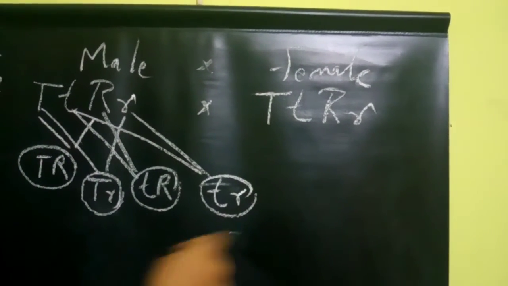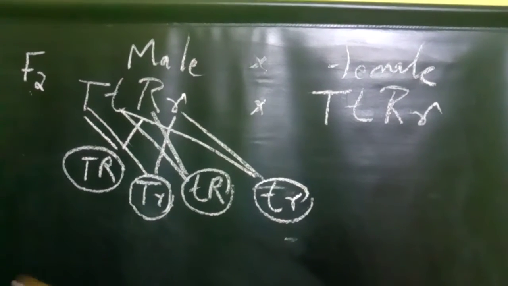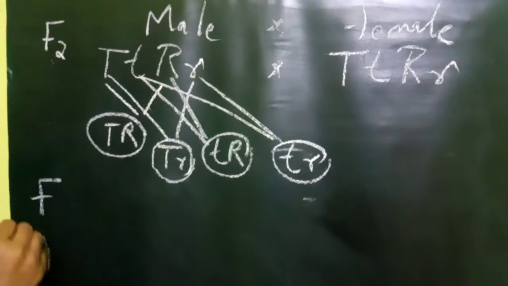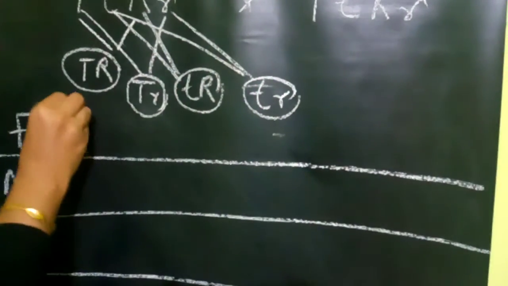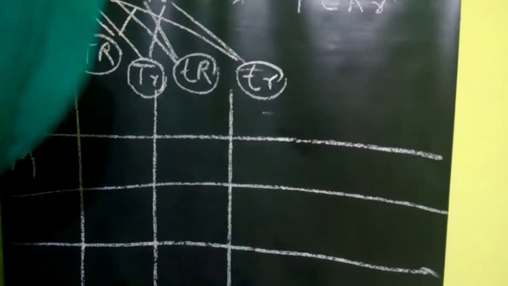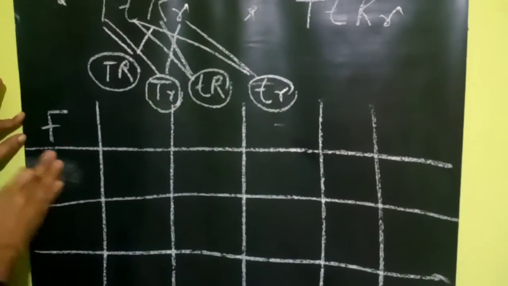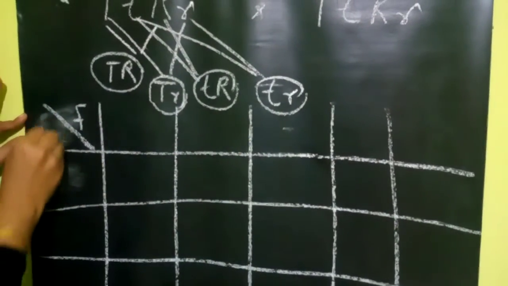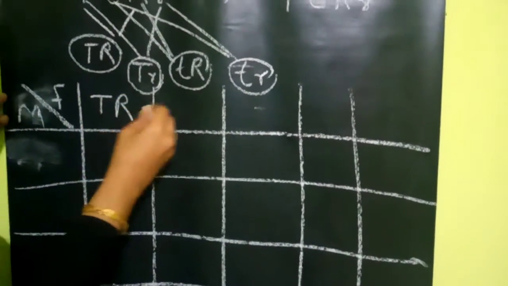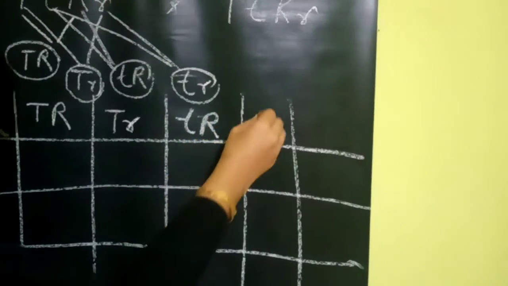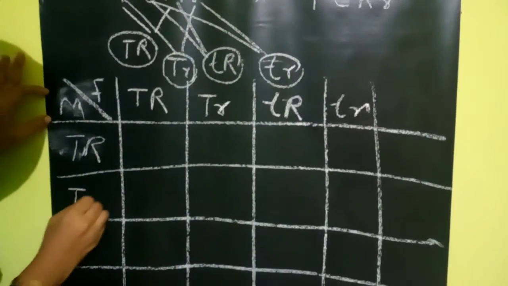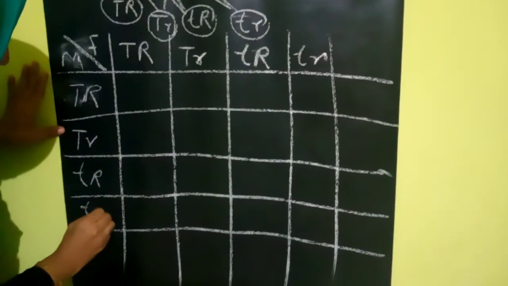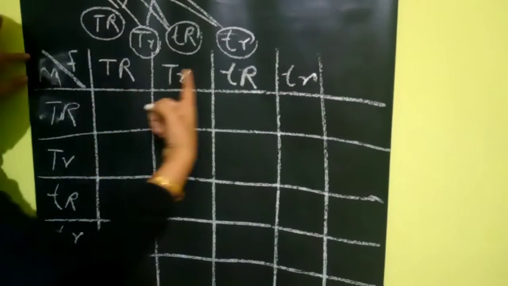Okay, so it is not easy to cross like this. For the convenience of crossing, we can write the male and female gametes in this way. By drawing columns, we can write the names of male and female gametes. Here we write all the male gametes and here all the female gametes. So capital T, capital R, capital T, small r, small t, capital R, small t, small r. The same gametes here also. Then cross each male gamete with all the female gametes.